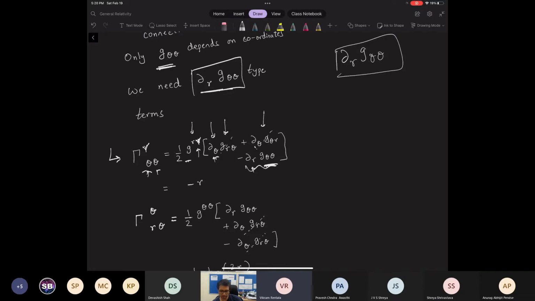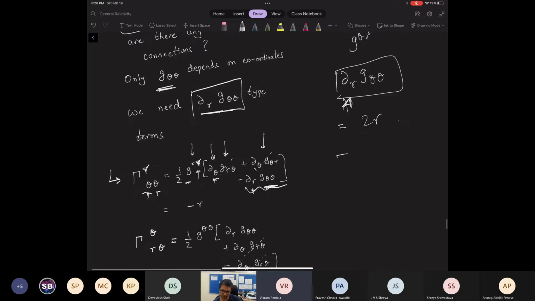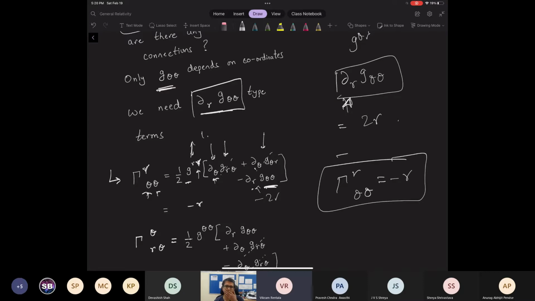And this is what we're after, right? This is the kind of term which we know will be non-zero. So partial r g_θθ, this g_θθ is r squared. So this will be 2r. So what I get now is minus 2r. g^rr is 1 and this is half. So half times minus 2r is minus r. So I get Γ^r_θθ, a non-trivial connection, which is minus r.